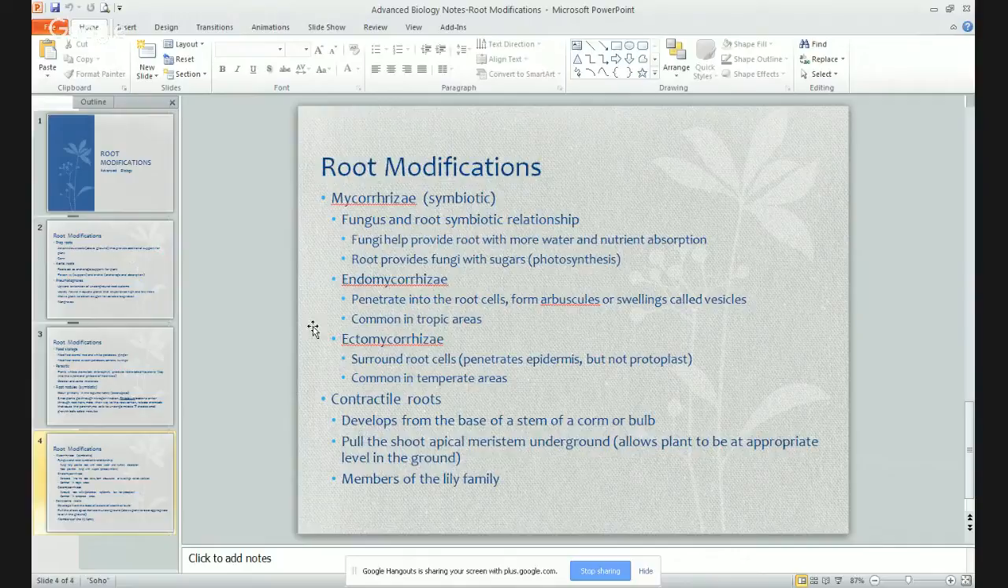Eventually, contractile roots are going to kind of look like that picture there on the right. So those roots are going to pull it underground. Members of the lily family have contractile roots. So this kind of wraps up your root modifications.